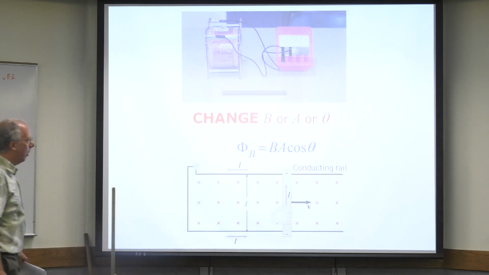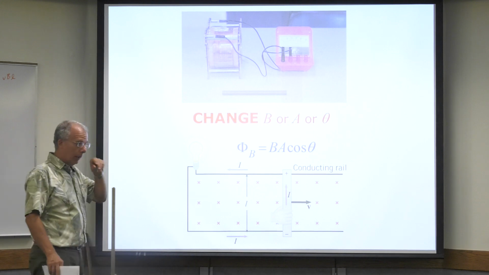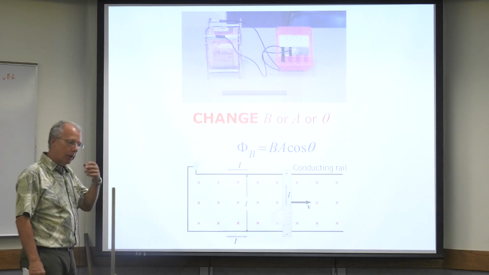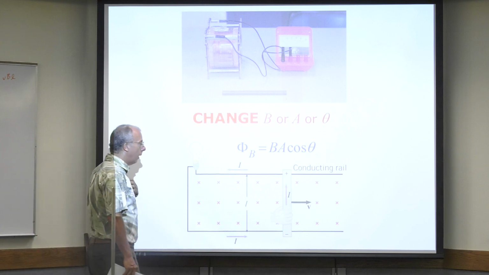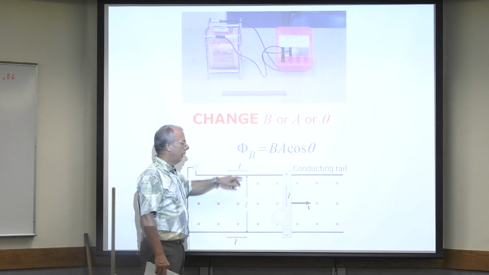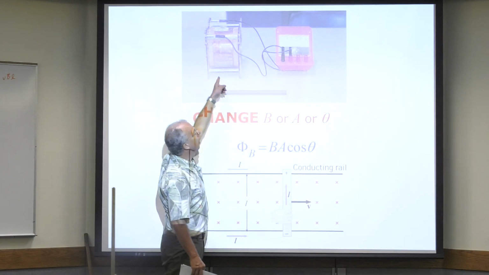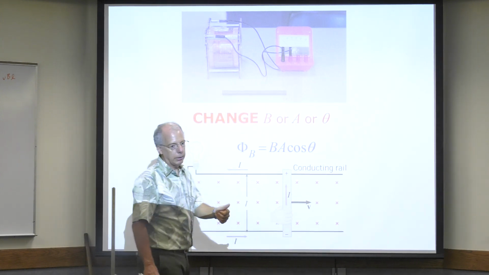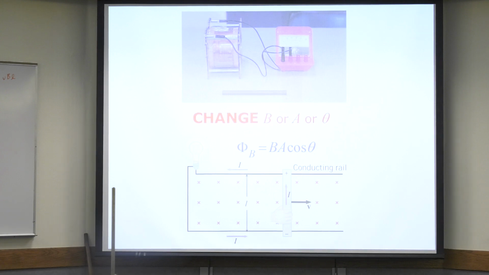So what am I saying? I'm saying that in order to produce an induced current, or an induced EMF, or an induced electric field, what I was really doing was changing the magnetic flux, the flux through here and the flux through the coil of wire. That's what I was doing. I was changing the magnetic flux. So that's very, very important.